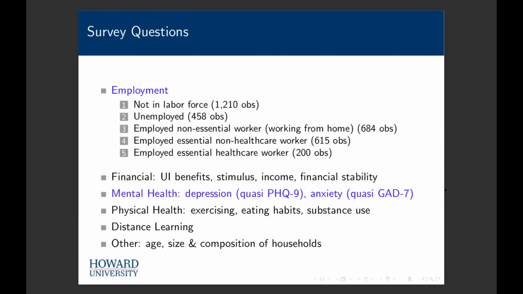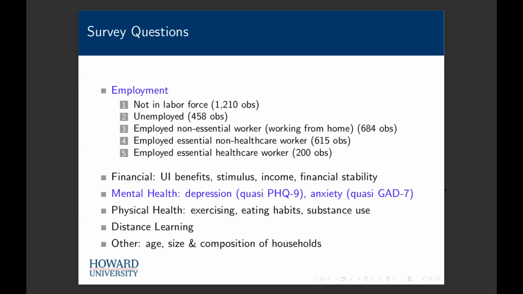So for our survey questions for employment, we have information about whether you are unemployed, and if you were unemployed, were you in the labor force or not? Were you actively looking for work? We have questions of whether you're an employed non-essential worker, and if so, are you working from home, right? So when we talk about employed non-essential worker in this paper, we are strictly talking about those individuals that are still working, but are working from home. And just a reminder that we're looking at the first few weeks of April. This was still pretty early on during COVID.